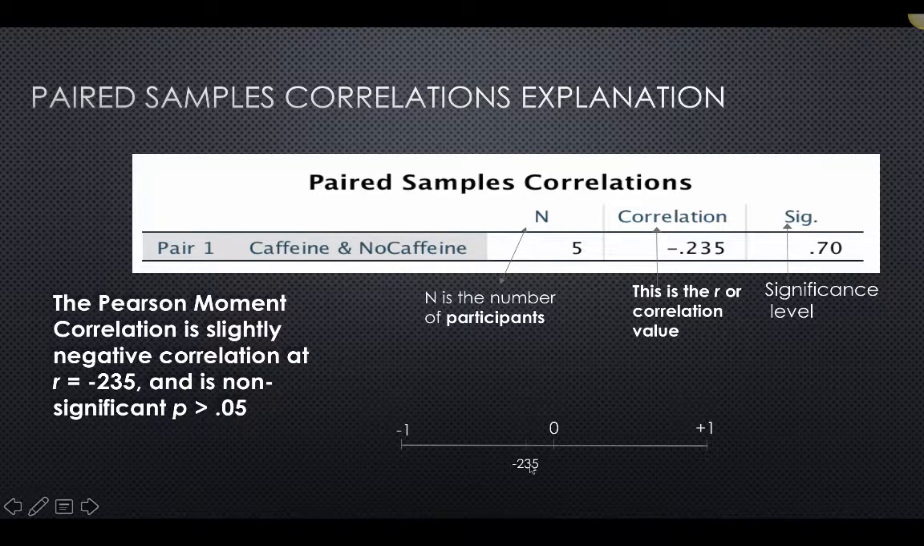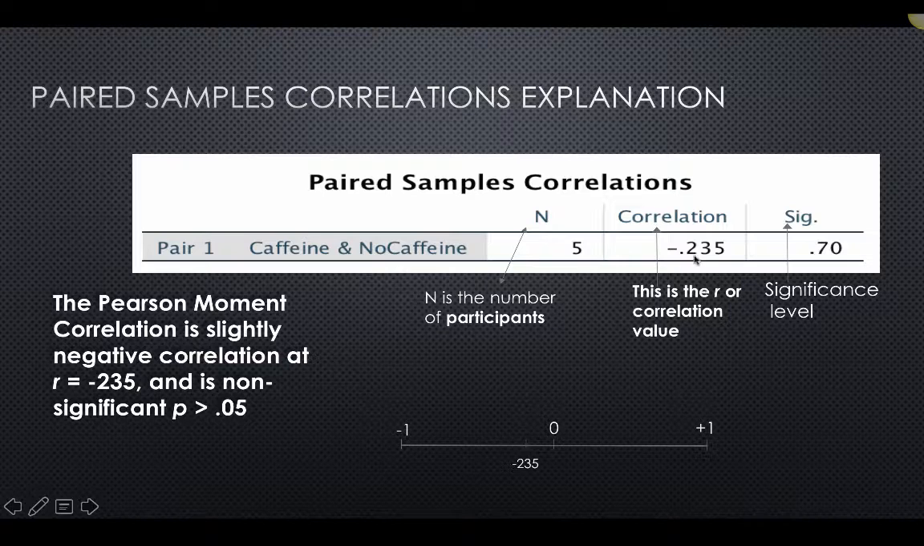But this negative 0.235, if I was to put a positive 0.235 on the positive side, they are actually equal. There's no difference. It is the distance away from 0. They're negatively correlated and positively correlated. So there's no difference between a negative 0.235 and a positive 0.235. It's all in how the participants answered. I'm going to go into that a little deeper later.